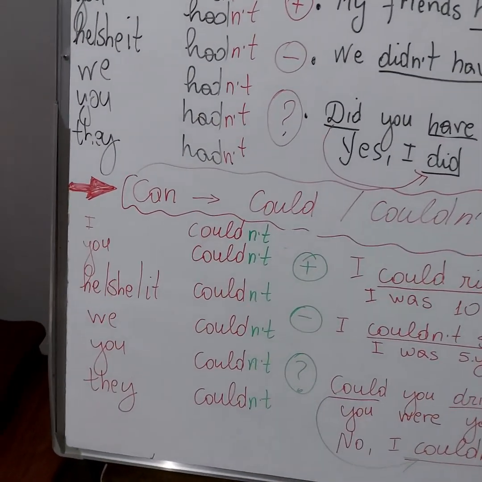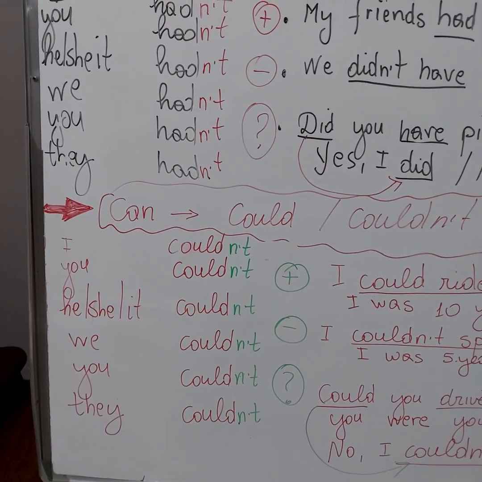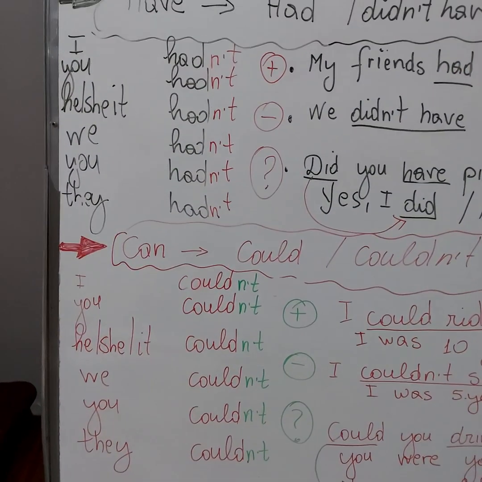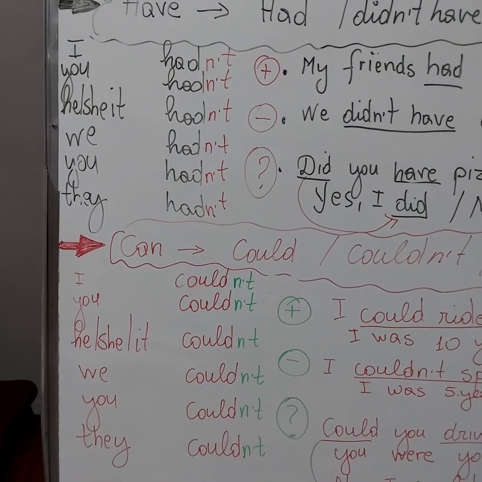Let's conjugate the verb. I could, you could, he, she, it could, we, you, they could. So it's the same with have. It is the same for all cases.